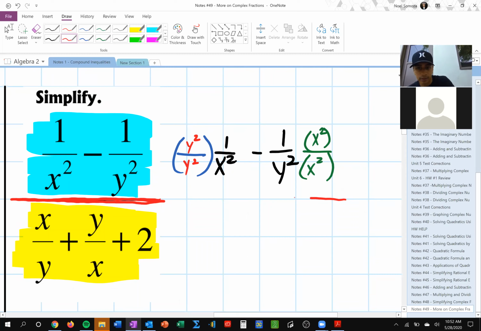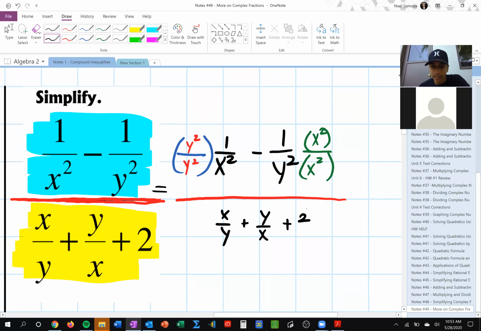All right, big fraction bar now. Now the denominator, let's bring these over. I have x plus y, x over y plus y over x plus a 2. That 2 doesn't have a denominator, so I'm going to give it a denominator of 1. Now this is where it gets tricky, because first of all, I have 3 different values: x, y, and 1.